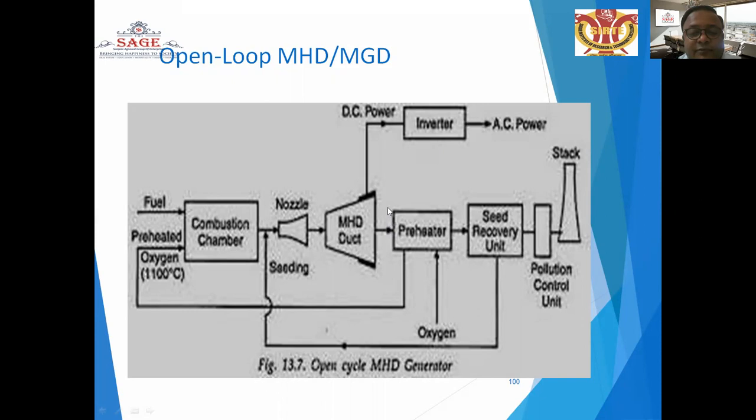After the gas passes through the MHD duct, it goes into the preheater, where the heat energy of the gas is utilized for raising the air temperature, and the heat recovery unit is used for recovering the heat, which will be used by another unit. This is the pollution control unit, where the gas is extracted for some waste, and the rest passes through the stacks through the chimney. This is called the open cycle MHD generator.